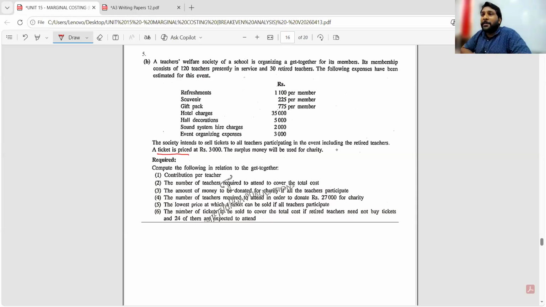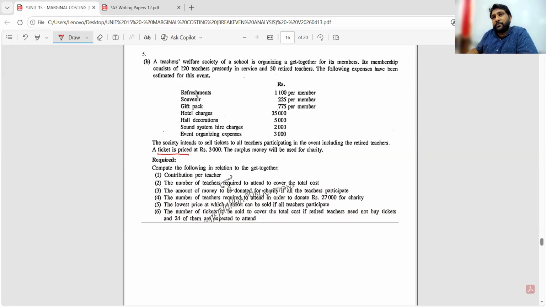And a gift pack. You are giving a gift pack. And for the hotel, you have a charge. For the whole decoration, you have a charge. For the sound system, you have a charge. And event organizing, you have an expense. Now here you have to identify, people, what are the variables and what are the fixed ones.